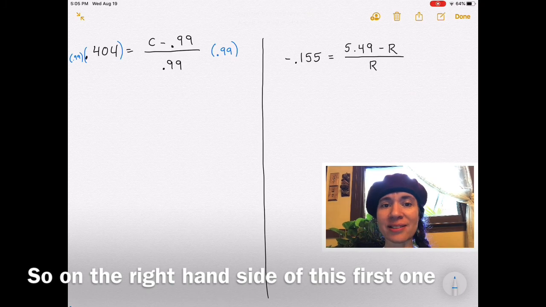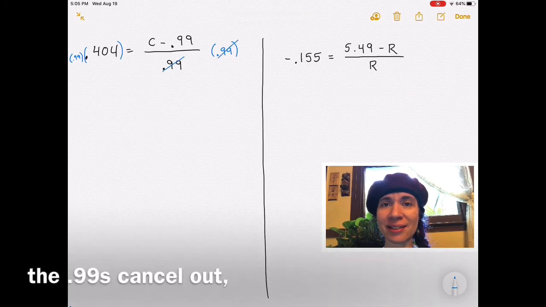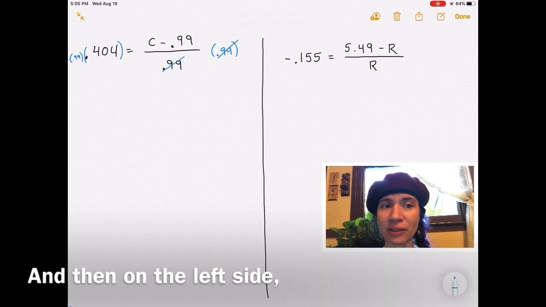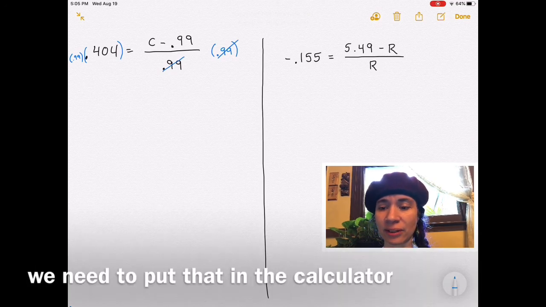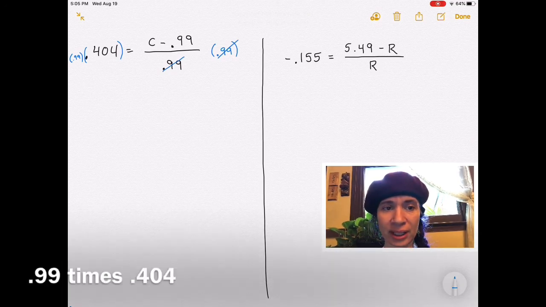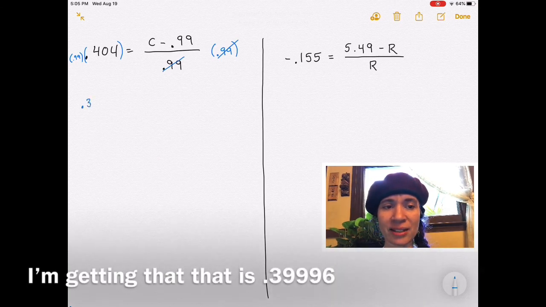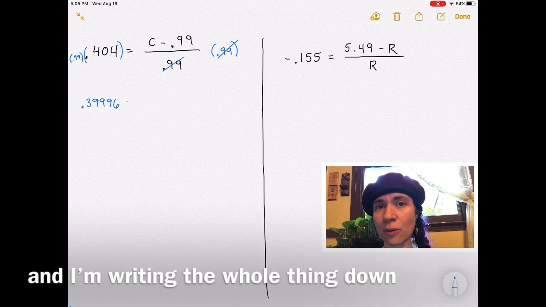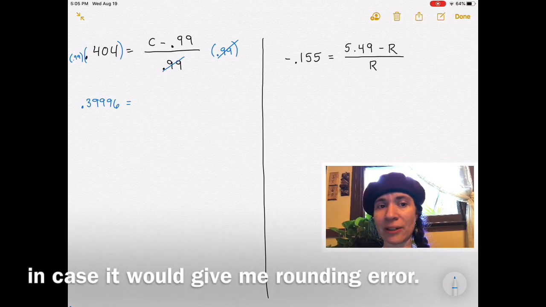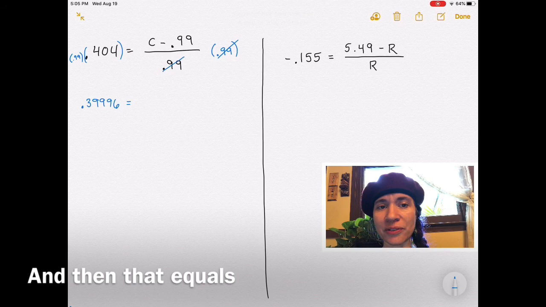So on the right-hand side of this first one, the 0.99s cancel out. And then on the left side, we need to put that in the calculator. 0.99 times 0.404. I'm getting that is 0.39996. And I'm writing the whole thing down in case it would give me rounding error. And then that equals C minus 0.99.